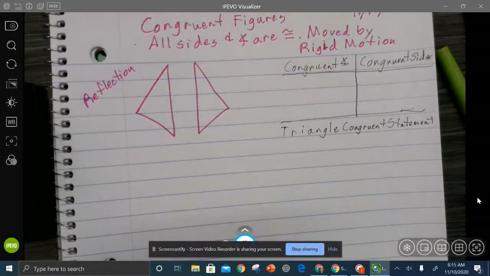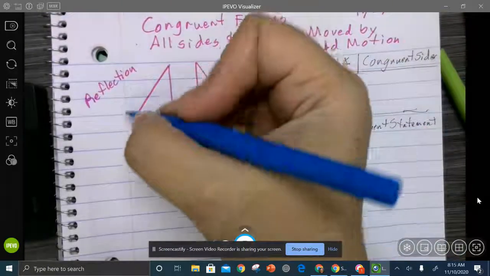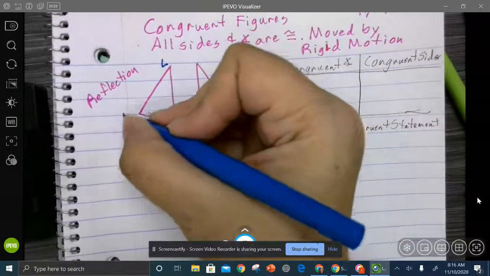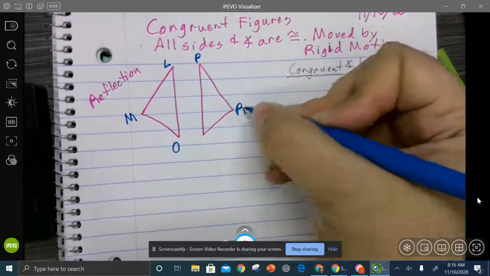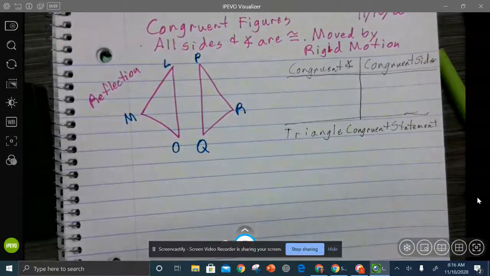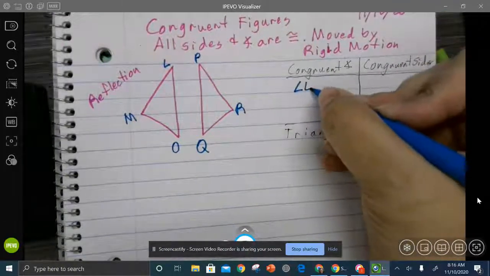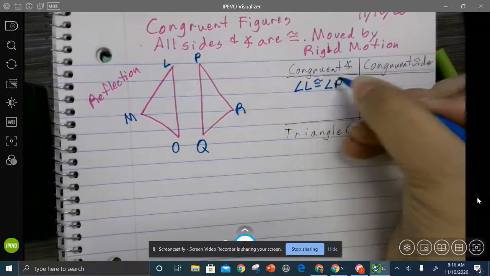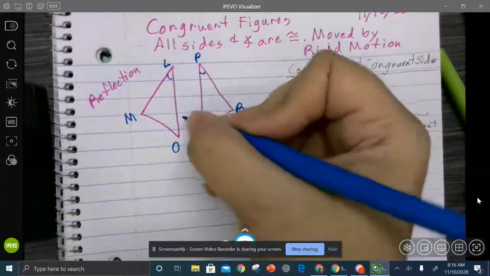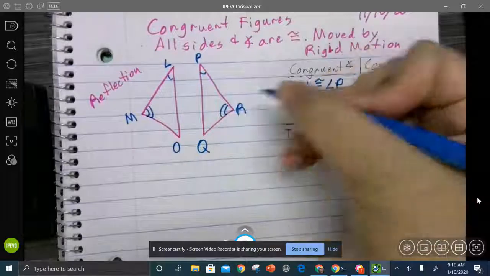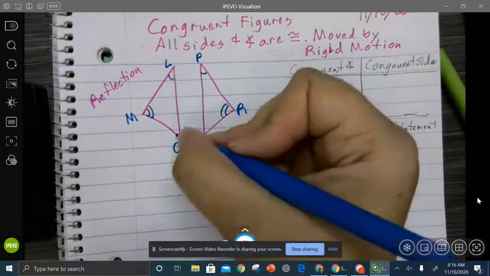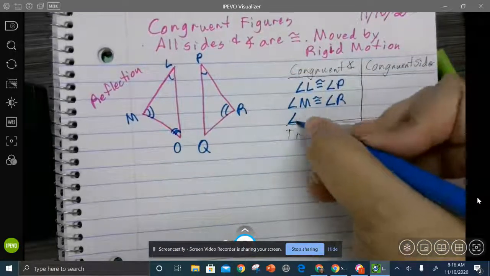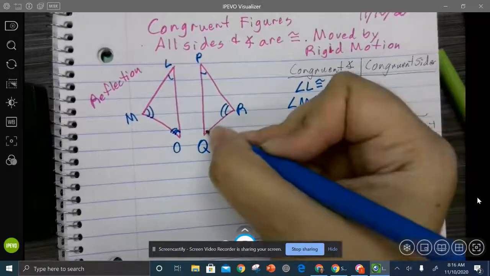Okay, so we're going to go ahead and do this, everybody. So we got this. So I'm going to name this L, M, O, and P, R, Q. Okay, so for the angles, we have that angle L is congruent to angle P, and angle M is congruent to angle R, and angle O is congruent to angle Q.